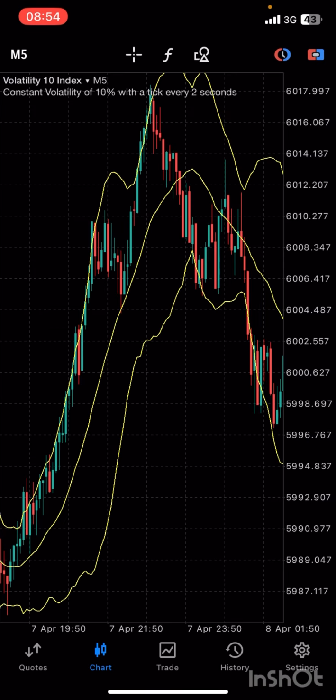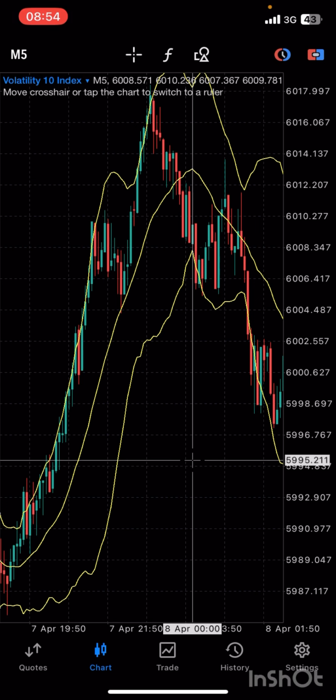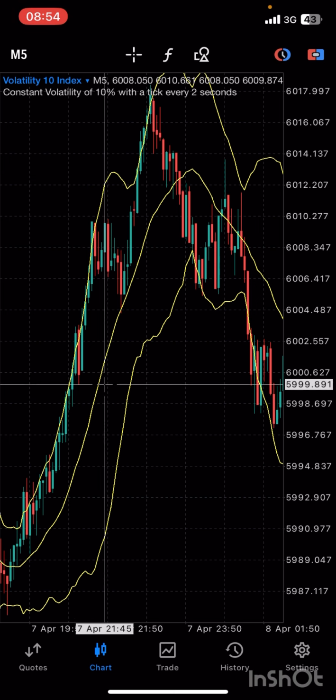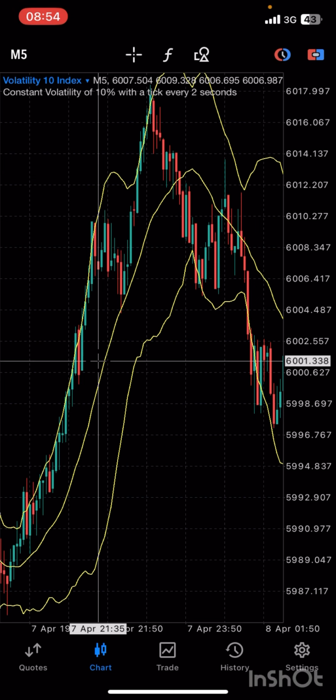So now what do we have? Quickly, we do have our Bollinger Bands, these yellow lines. So basically how people understand the Bollinger Bands is, it's supposed to be an indicator that helps to determine overbought and oversold areas relative to price action.